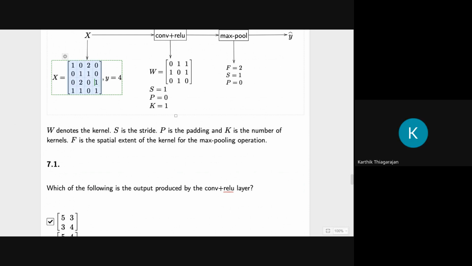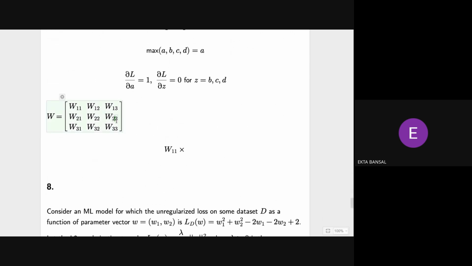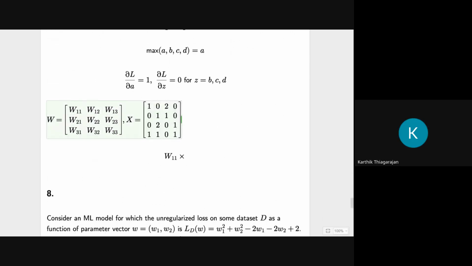This is x. So actually w11 into 1 plus w12 into 0 plus w13 into 2, and so on. So what you want is dou L, the partial derivative with respect to w13, which is nothing but the input value that w13 will multiply. So in this case it is 2.